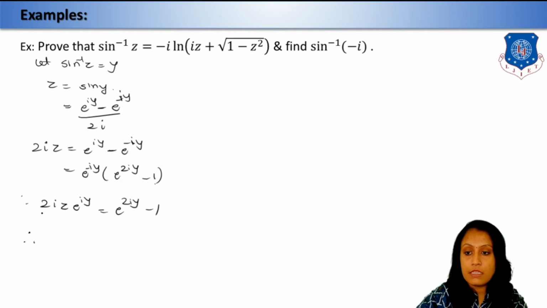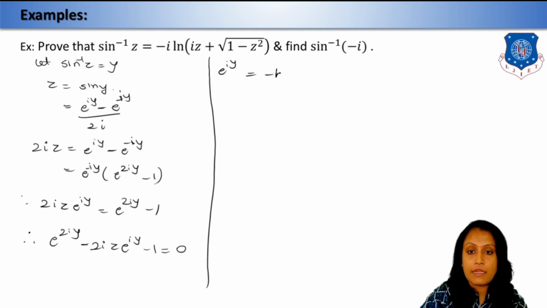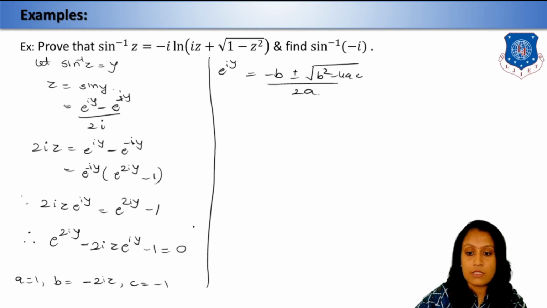Now from this, take 2iz e raised to iy to this side, so we will get e raised to 2iy minus 2iz e raised to iy minus 1 is equal to 0. Now we have this quadratic equation and we will find the roots. We'll find the roots of e raised to iy using the formula minus b plus or minus under root b square minus 4ac upon 2a. Here a is 1, b is minus 2iz and c is minus 1.